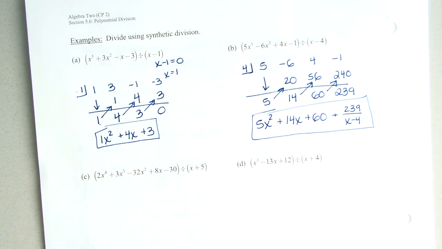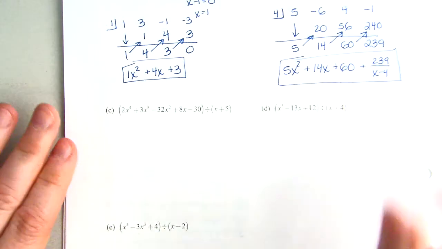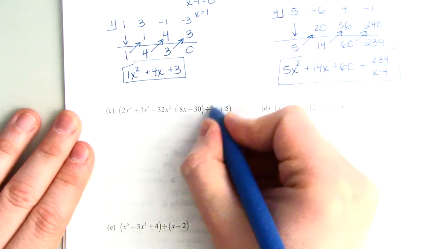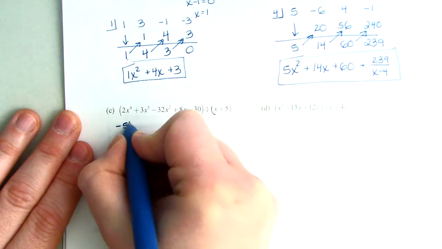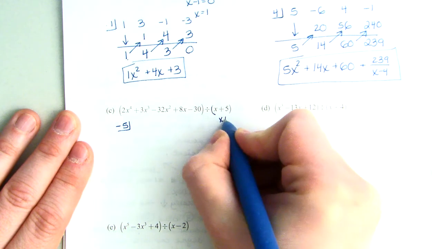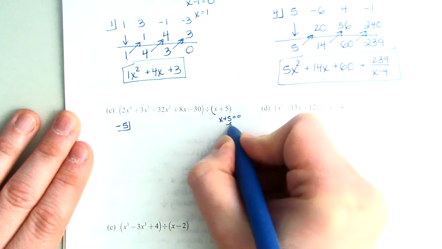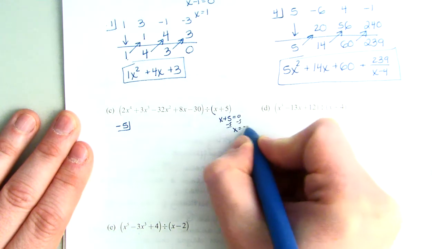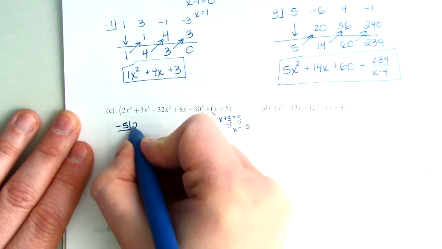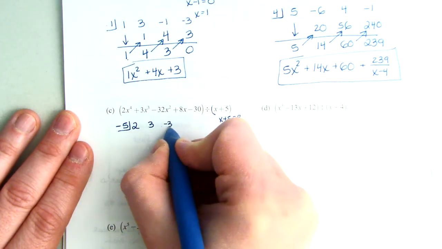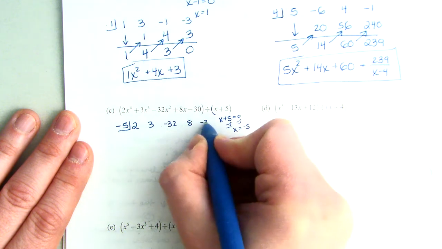Go do your setup for C. We'll check to make sure that's right, and then you'll go from there. Try the setup for C. X plus 5, you're going to set that equal to 0, and you're going to put negative 5 in the box. If you wrote out your little equation, x plus 5 equals 0, minus 5, yeah, you're getting x equals negative 5. Your setup should be a 2, a 3, a negative 32, an 8, and a negative 30.